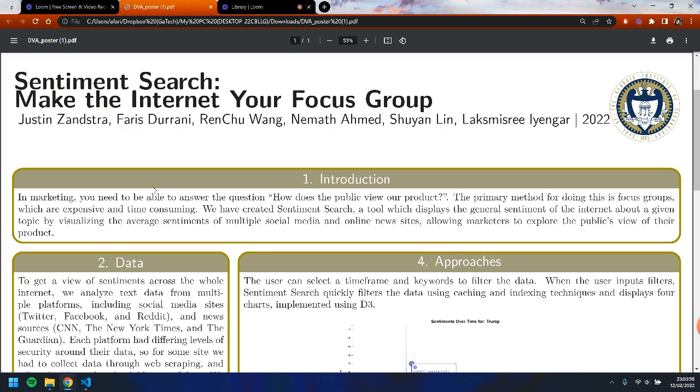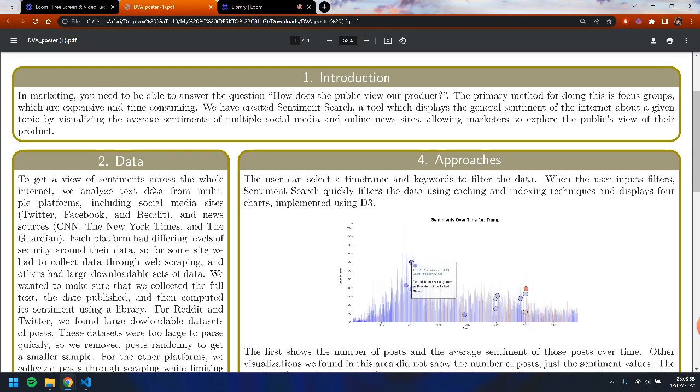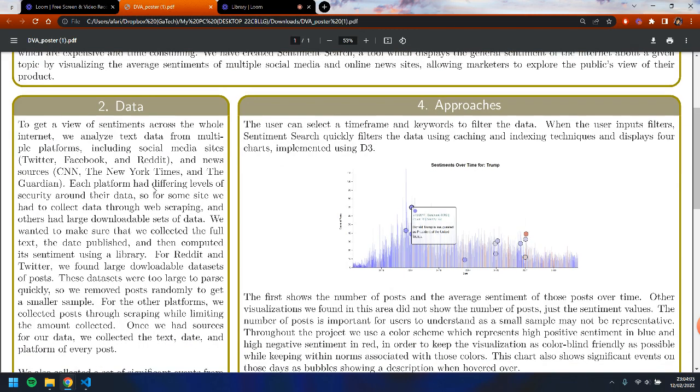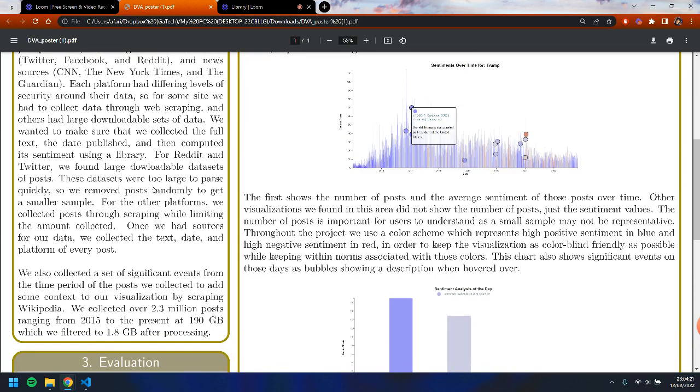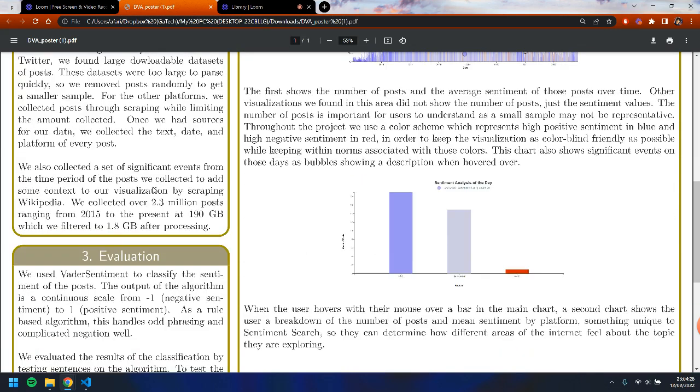To get a view of sentiments across the internet, we analyze text data from multiple social media sites as well as news sources. Because each platform had different levels of security around their data, we had to use custom scripts for each of those platforms to collect their data. We also had to skip some posts to downsize our data set while making it as representative as possible. Altogether, we collected about 2.3 million posts, including the significant events from Wikipedia that add some context to our visualization.